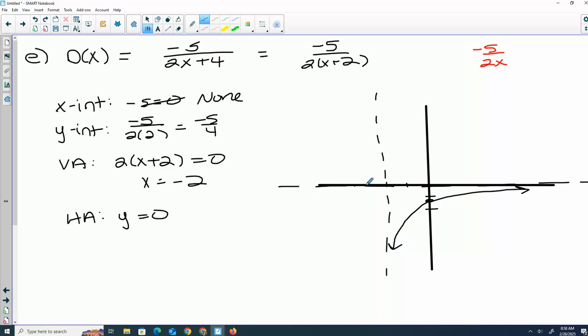For this section, we just need to put in a test point. So if we plug in negative 3, we get negative 5 over 2 times negative 1, so negative 2, which is 5/2. So that's up here. So this section looks like that. Is that okay?